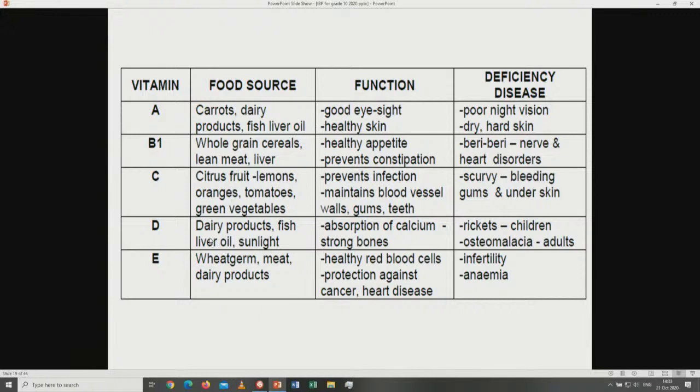Vitamin D, which we can get from dairy products, fish liver oil, and from the natural source, which is sunlight, functions for absorption of calcium and building of strong bones. The deficiency disease, if you don't get enough vitamin D, is that the bones in the lower limbs of children start to bend. This leads to rickets in children and osteomalacia in adults. Vitamin E, which we can get from meat, dairy products, and wheat germ, functions to build red blood cells and protect the body against cancer and heart diseases. It can lead to infertility and anemia if we don't get enough vitamin E.